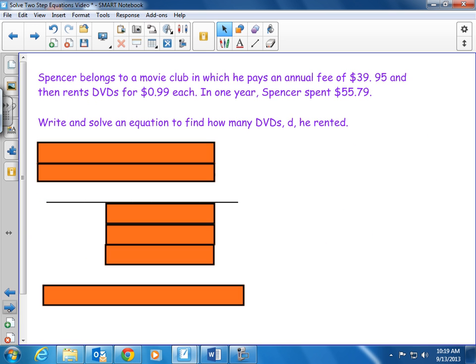And last problem. Spencer belongs to a movie club in which he pays an annual fee of $39.95 and then rents DVDs for 99 cents each. In 1 year, Spencer spent $55.79. We want to know how many DVDs he rented throughout the year. So I want you guys to see if you can set up an equation, solve that equation to find the number of DVDs. It's going to be a 2-step equation, and we'll check it in class.